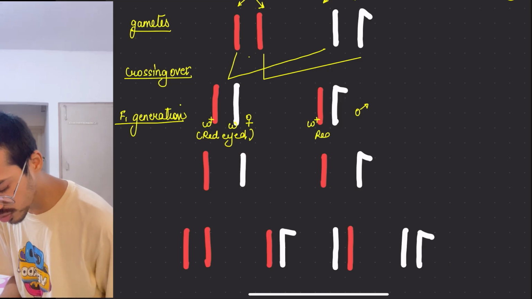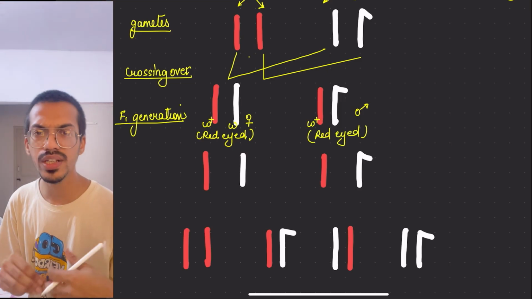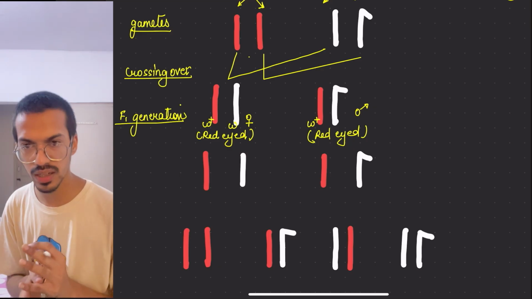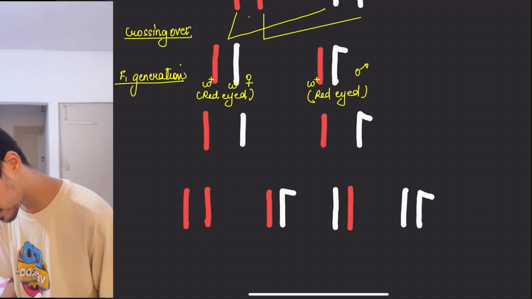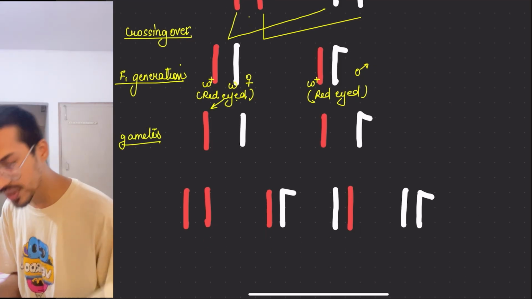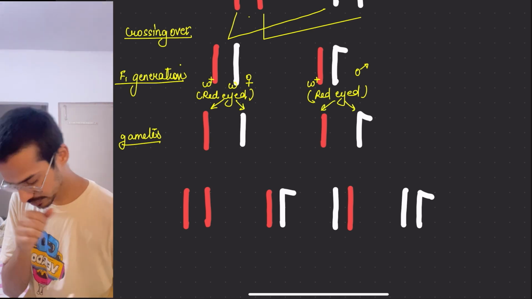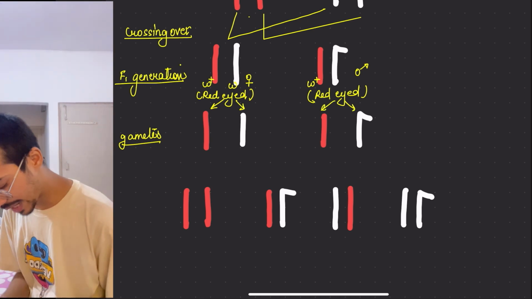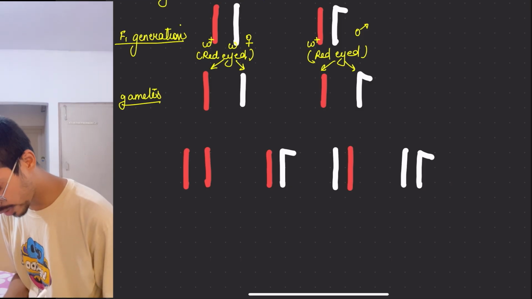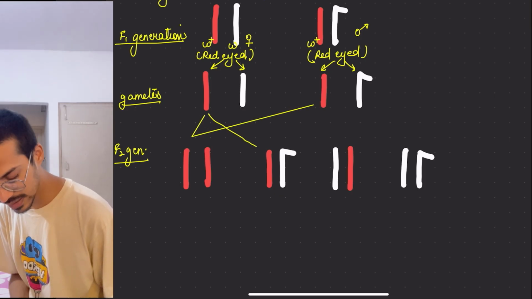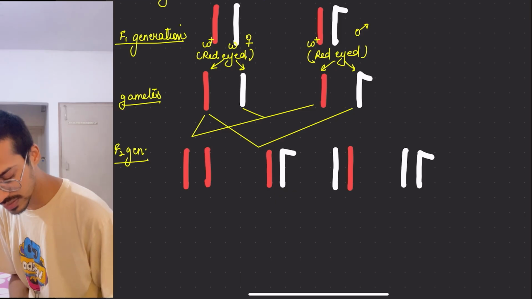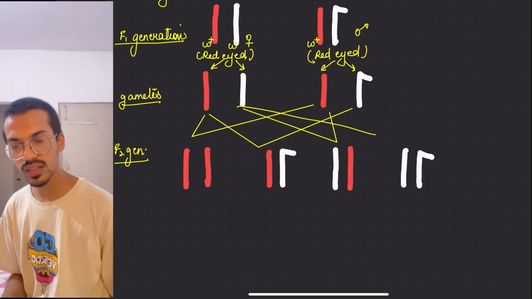So the F1 generation would be what? When it is a heterozygous condition, it will show red color only. Now they will make gametes. Since they are heterozygous, two different versions will be formed. Now this is the F2 generation, where crossing over would occur. This has the option to go with this. This has the option to go with this. This has the option to go with this. And this has the option to go with this. So these are the four options.